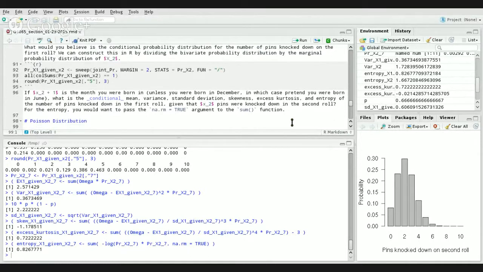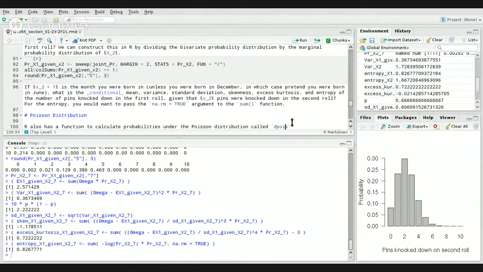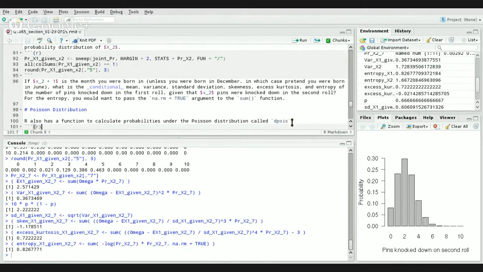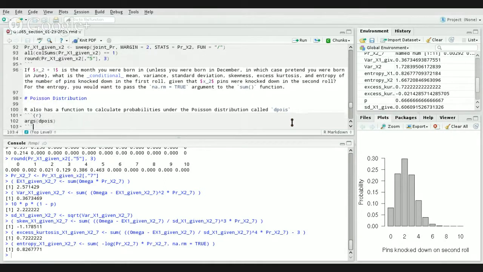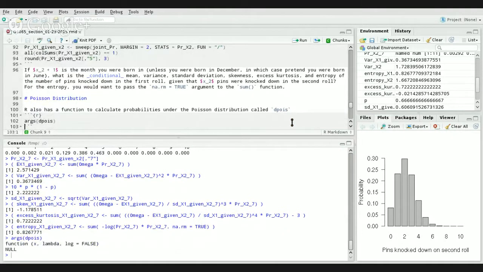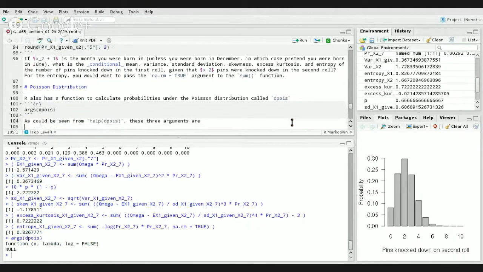Now we can move on to talking about the Poisson distribution, which, as we talked about in lecture, is a distribution for counts, the probability of a count being a particular number. Again, R already has a function to calculate those probabilities. It's called the dpois function. Its arguments are very similar to the arguments for the dbinom function.